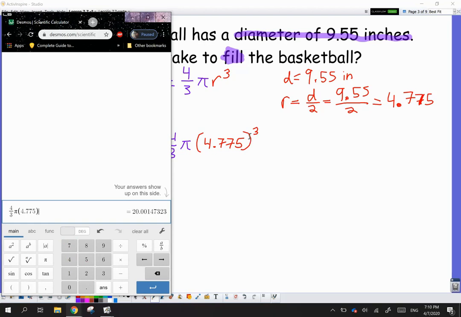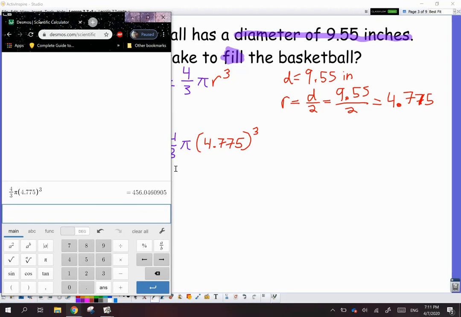Now here, I don't have a button that exponents to the third power. I only have squared, no cubed. But I do have this button that is a to the power of b. So if I tap on that, it's going to let me type in a number that I want to exponent this to. So I type that, and then I'll type 3. And now I'm raising my radius to the third power. So I've got my formula typed in exactly the way I wrote it.